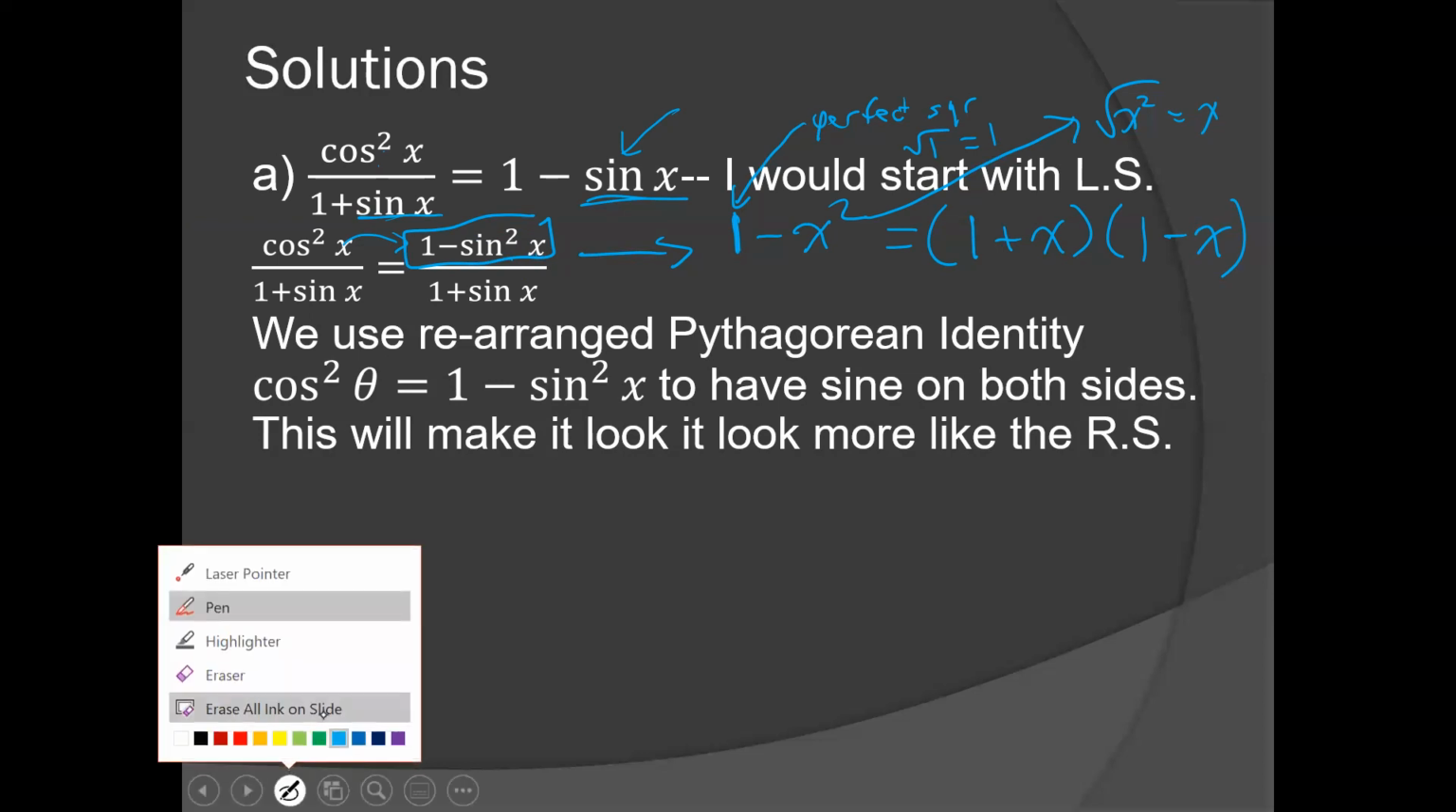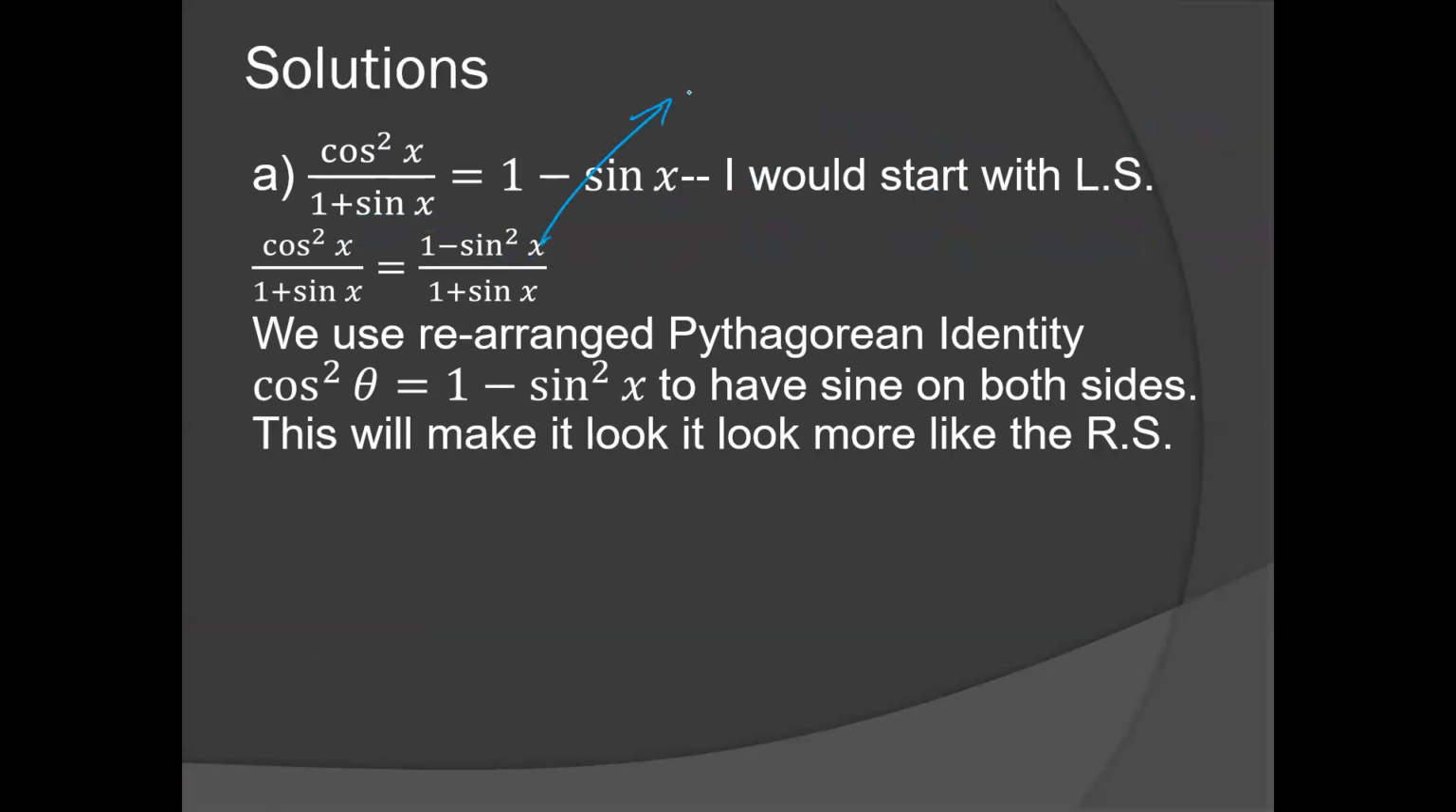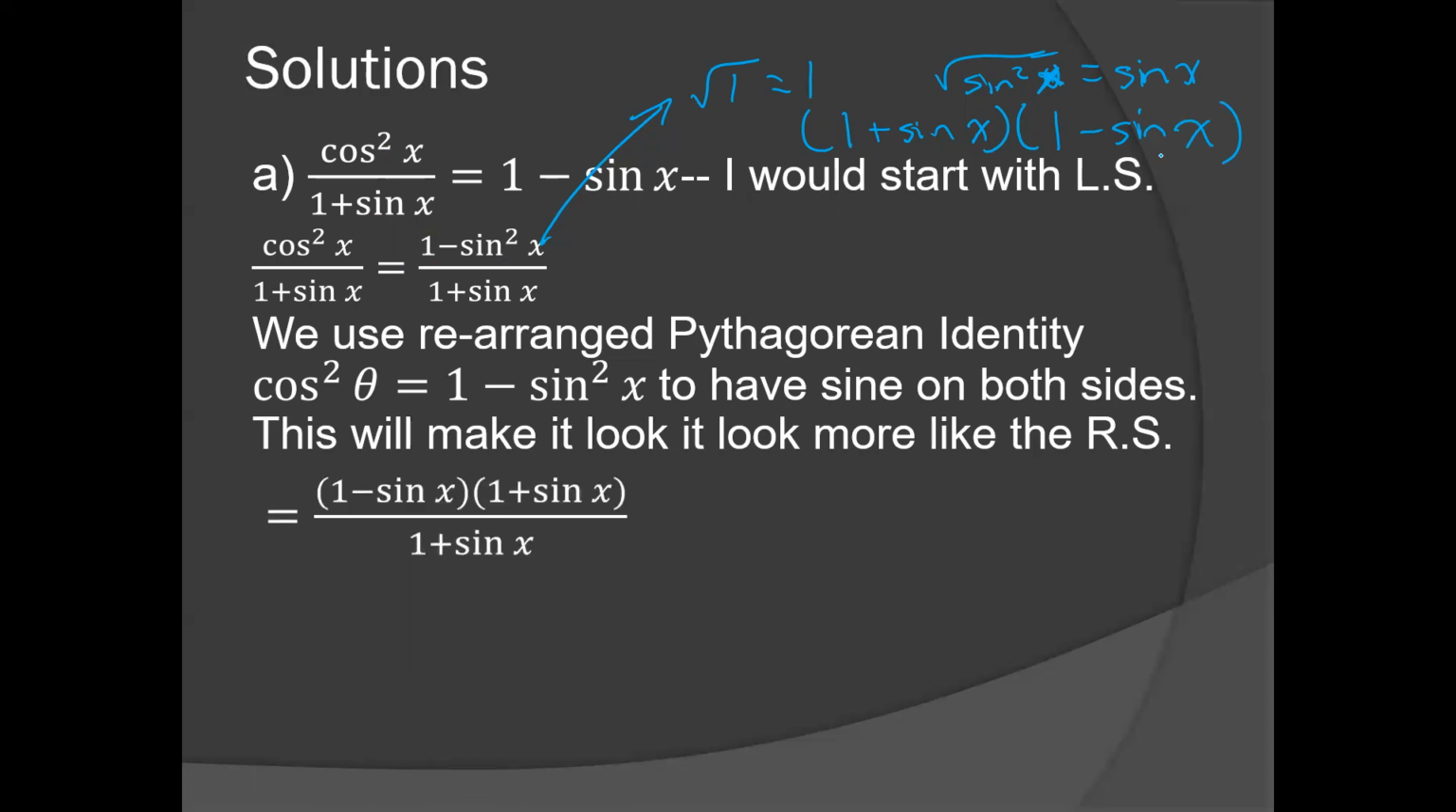What we're going to do in this case is simply take the square root of 1, that gives us 1. Then you take the square root of sine squared x, and I end up getting sine x. And what I'm going to do is simply put the square roots in the brackets. So we have 1 plus sine x, and then it's going to be 1 plus sine x multiplied by 1 minus sine x. And I simply write that expression as a factored expression there.